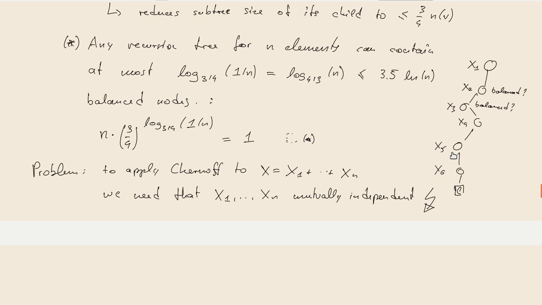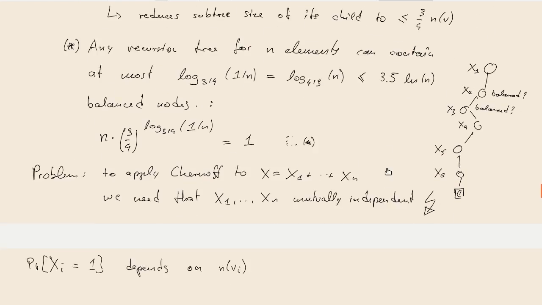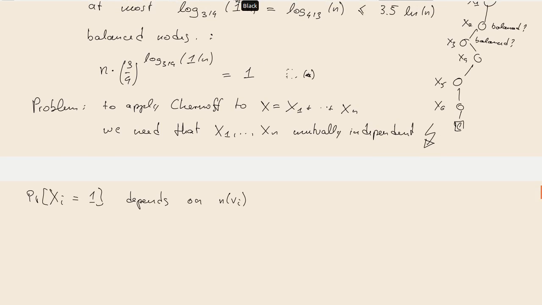But the independence comes through a backdoor, because these x_i, the probability that such a node is balanced, depends on the size of this node. Why so? It seems like we just removed that by dividing here. But there's a discretization problem.